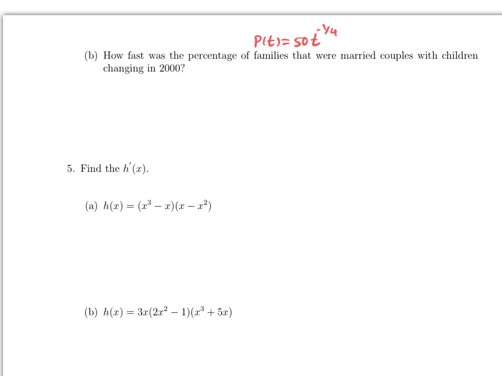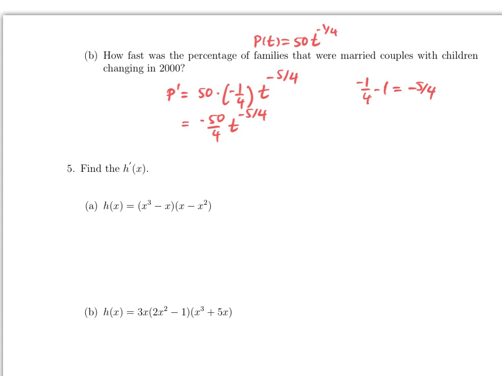So therefore, first you need to find the derivative. That one should be easy. What's the derivative for this? It should be 50 times minus 1/4, or minus 1/4 times 50, and then t to the negative 5/4. Remember that minus 1/4 minus 1 is negative 5/4, so check on that. So that's the derivative. Another way to write this is minus 50 over 4, t to the negative 5/4.